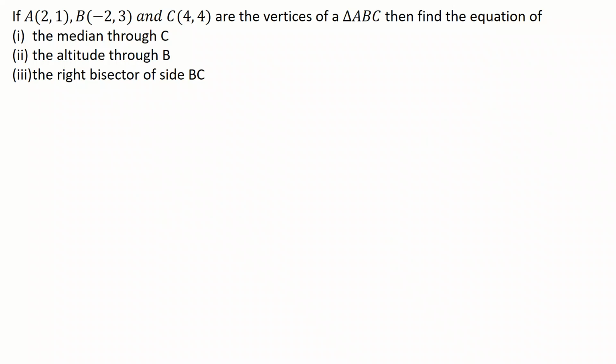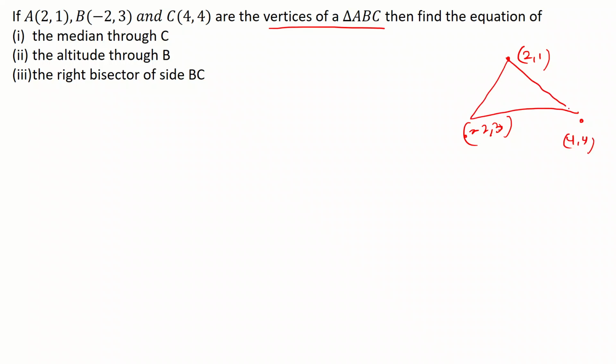Okay, this is the last question probably, I guess. Yes, it is. So if these are the 3 points of the vertices of a triangle ABC, 2 comma 1, minus 2 comma 3 and 4 comma 4. So 2 comma 1 is somewhere over here, and suppose minus 2 comma 3 is somewhere over here, and 4 comma 4 is somewhere over here, and these 3 points form a triangle.